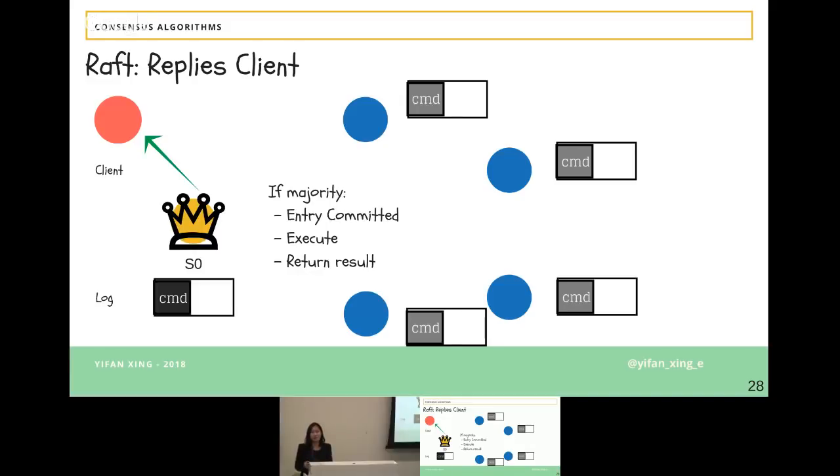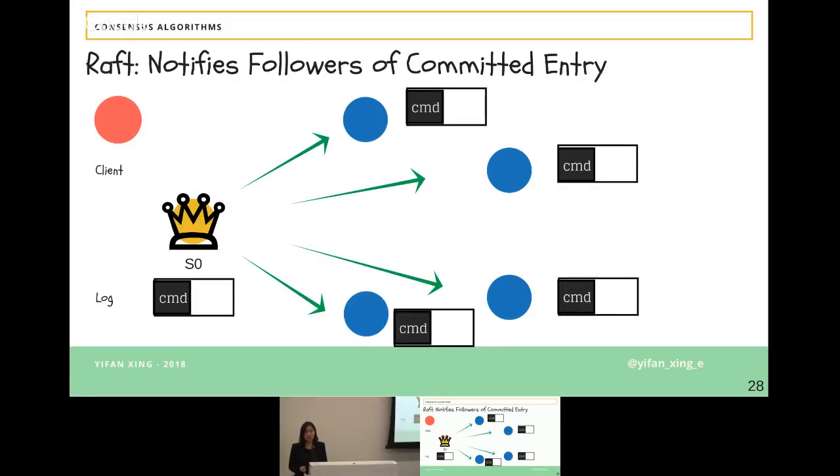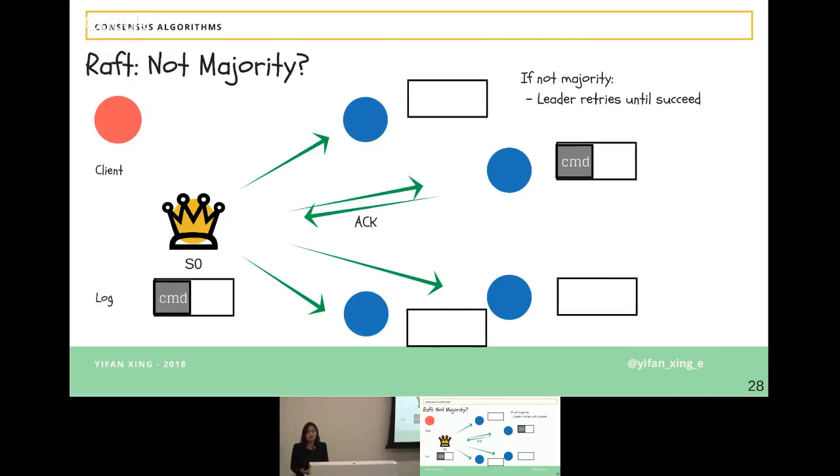And now if the leader receives a majority of responses, that means it's safe to commit this entry. Basically, it's safe to execute the command and also return the result to the client. So after that, the leader will also notify all the followers that I've committed this entry, and please do the same in your log as well. So we've covered if everything works well, right?